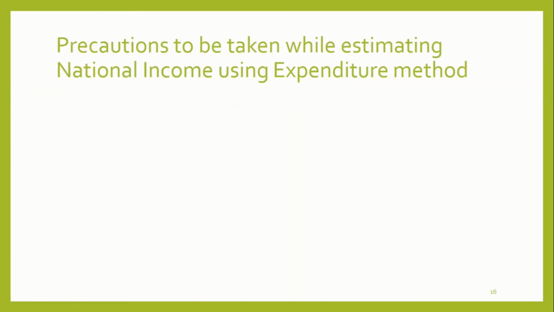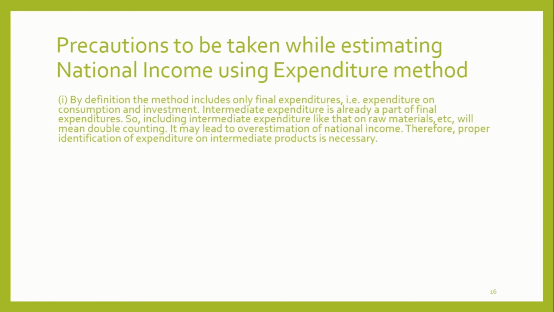Precautions to be taken while estimating national income using the expenditure method. By definition, the method includes only final expenditure like expenditure on consumption and investment. Intermediate expenditure is already a part of final expenditures. So, including intermediate expenditure like that on raw material etc. will mean double counting. It may lead to overestimation of national income. Therefore, proper identification of expenditure on intermediate products is necessary.